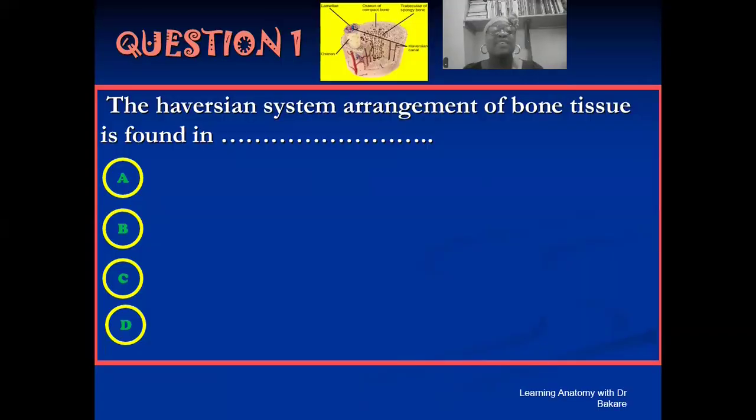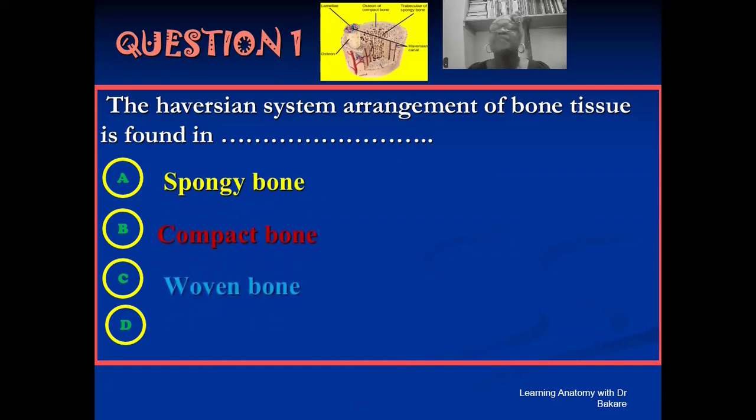The first question reads: the Haversian system arrangement of bone tissue, is it found in a spongy bone? Is it found in a compact bone? Is it found in a woven bone? Or is it all of the above? So the type of bone where we have the Haversian system of arrangement is found in the compact type of bone.